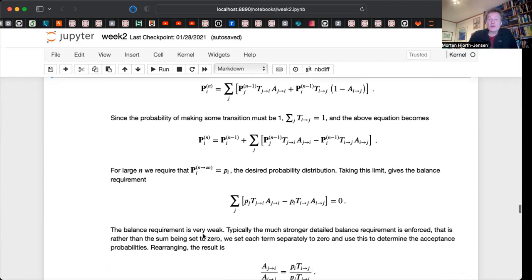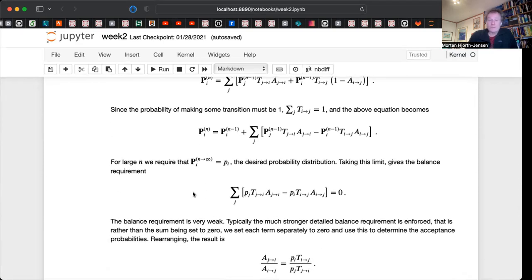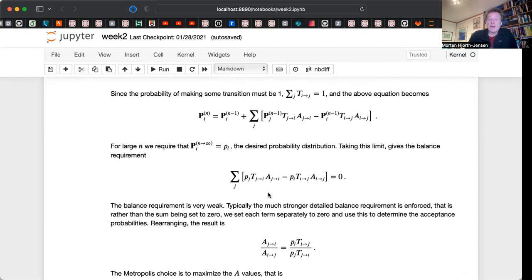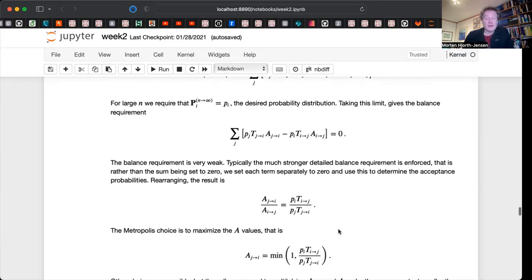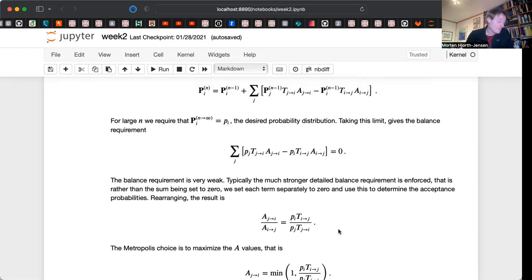And then I get something which is called a balance requirement. This balance requirement simply states that the sum of making a transition from a state j to i and accepting the move, minus being in a state i and jumping back to j and accepting it, is equal to 0. You can show that mathematically, and this becomes the second item in addition to the entropic principle. I'm sorry, not the entropic principle, the ergodic principle.